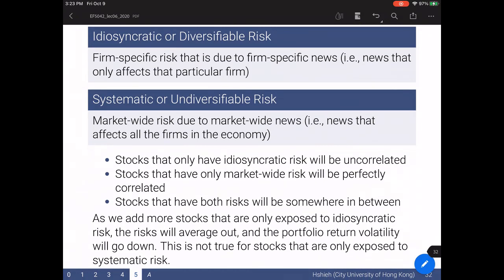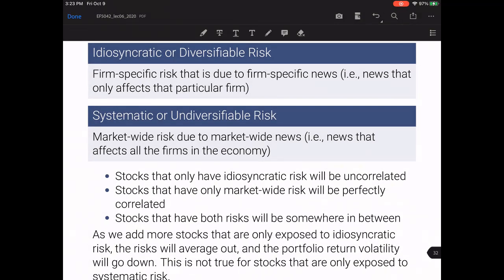So let me clarify some of these bullet points. Stocks that only have idiosyncratic risk will be uncorrelated. So you can think of this scenario in which the correlation coefficient between stocks is 0, right? So if that's the case, then your variance or your standard deviation of portfolio is simply the sum of the standard deviation of your assets or stocks.